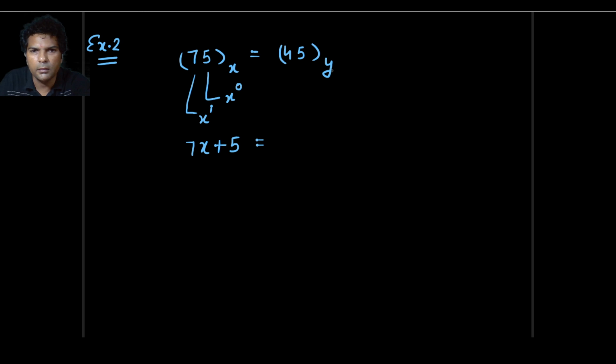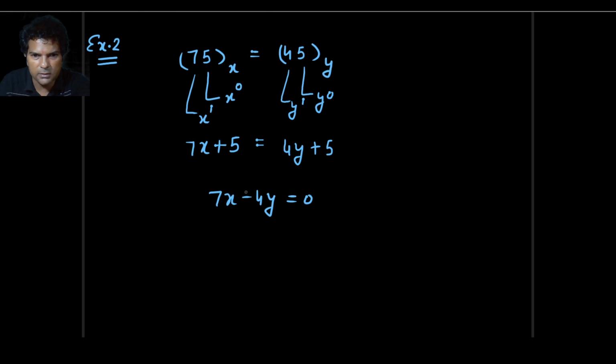So 5 times y to the power 0 is the weight, and y to the power 1 is the weight of this digit 4. So that is 4y plus 5. Clear? What I did actually is convert the left hand side into decimal, and the right hand side also into decimal. Correct? So now 7x plus 5 minus 4y minus 5, that is equal to 0. So 7x minus 4y is equal to 0, or you can also say 7x is equal to 4y.